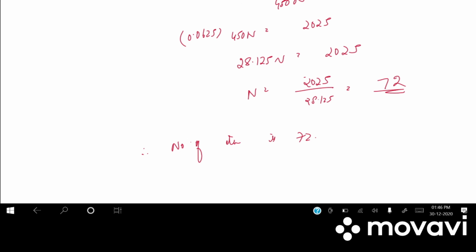Clear? So we are done with this chapter. This is the only chapter where the calculations are a little difficult because there are long formulas, more calculations and more number of square roots. Tomorrow onwards, we will be starting with the last chapter, that is index numbers.